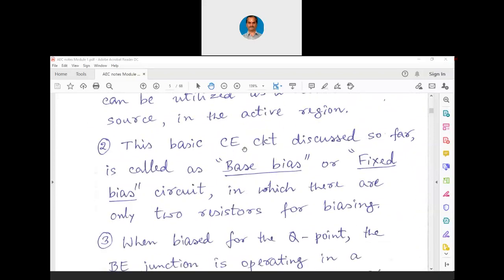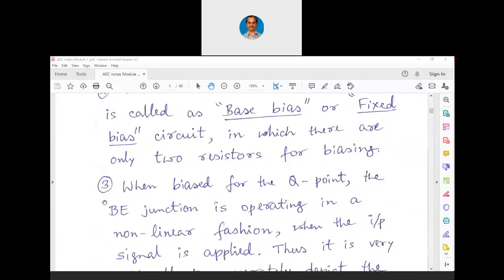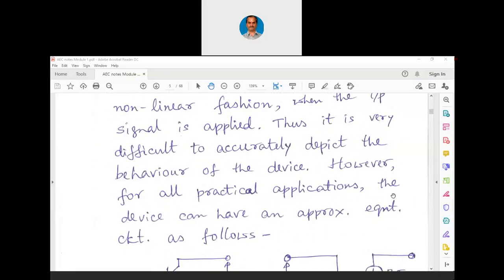So, this basic common emitter circuit discussed so far is called base bias or fixed bias circuit, in which there are only two resistors for biasing. Only two, one at the base, one at the collector, which is our minimum requirement. When biased for the Q point or quiescent point, the base to emitter junction is operating in a nonlinear fashion when the input signal is applied. Thus, it is very difficult to accurately depict the behavior of the device.